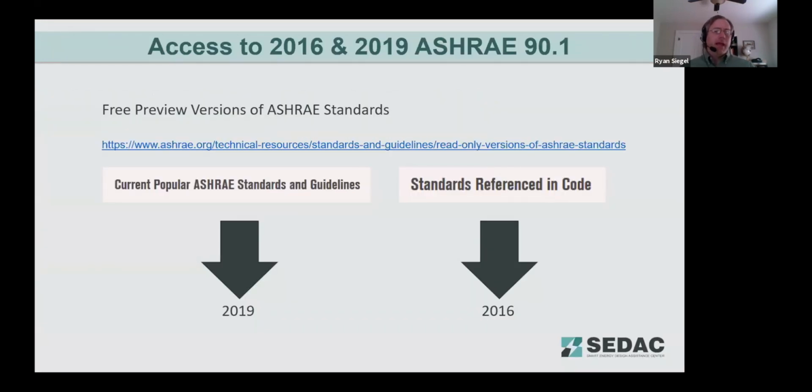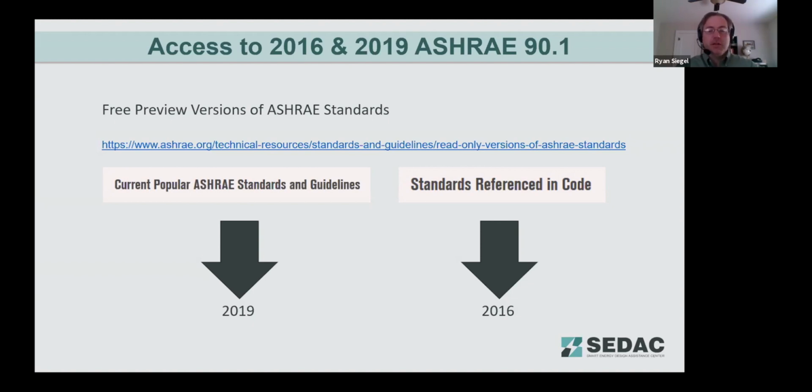ASHRAE does provide online access to their standards, so you can view preview versions of the ASHRAE standards. The most current that will be towards the top of their page is the 2019 standard for ASHRAE 90.1.